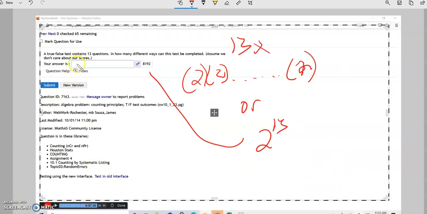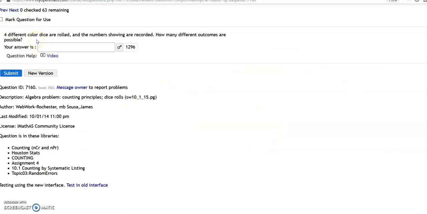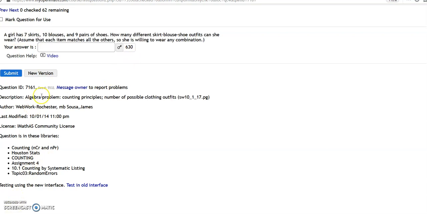True-false test, 13 questions. There's 2 possible outcomes, so 2 times 2 times 2 times 2, and so on, 13 times. Or take 2 raised to the 13th power, which is the same as multiplying 2 times itself 13 times, and you get 8192. Again, they didn't tell you how many sides the die has. Always assume 6 unless they tell you otherwise. So, again, it's 6 raised to the 4th power, or 6 times 6 times 6 times 6.